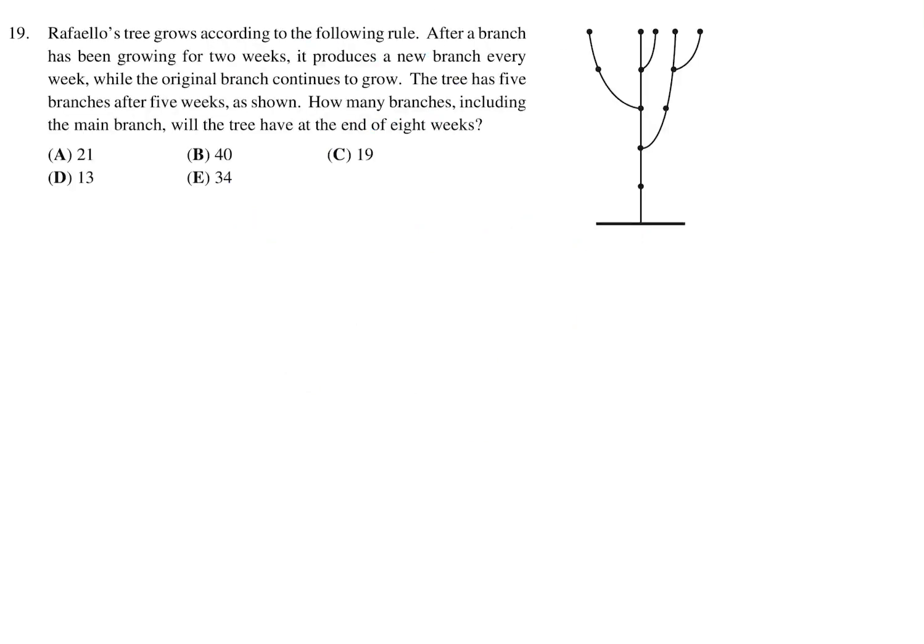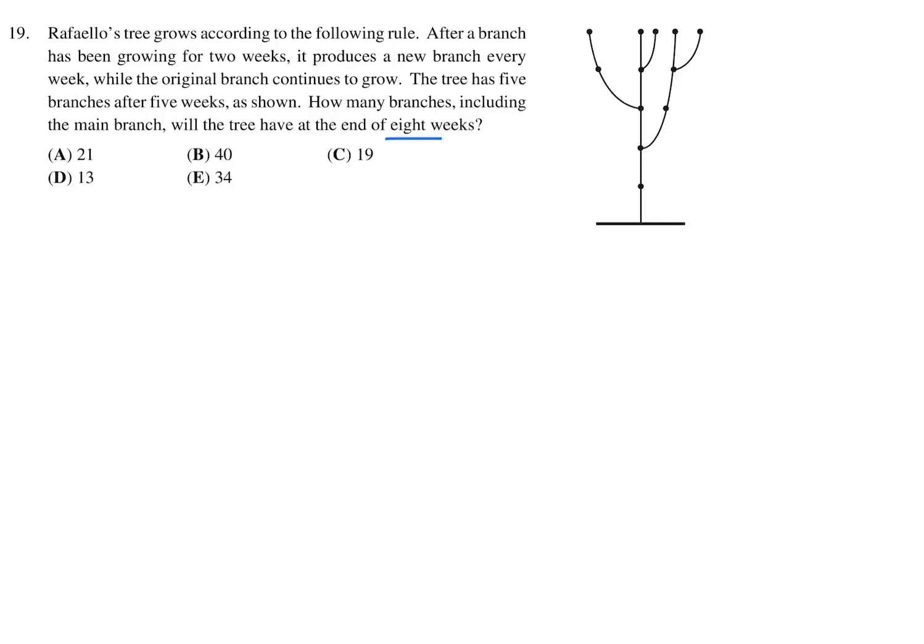Raffaello's tree grows according to the following rule. After a branch has been growing for 2 weeks, it produces a new branch every week, while the original branch continues to grow. The tree has 5 branches after 5 weeks, as shown. How many branches, including the main branch, will the tree have at the end of 8 weeks?